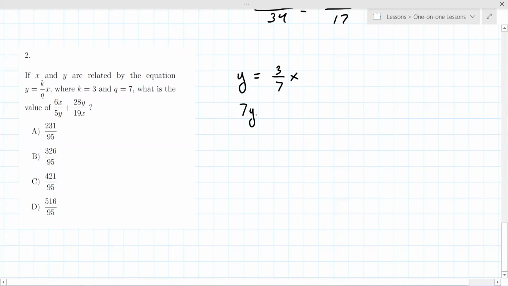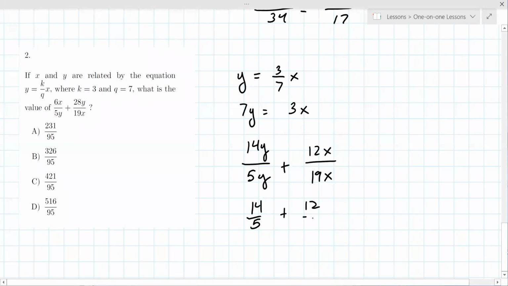All right, so we got 7y equals 3x, and so I need 6x. 6x is double this, so that's 14y instead of 7y over 5y, which becomes 14 over 5, plus 28y, well, that's this times 4. So instead of 28y, I'm going to put this times 4, which is 12x over 19x. So the root of the very fundamental thing that you're doing here is adding fractions with unlike denominators.